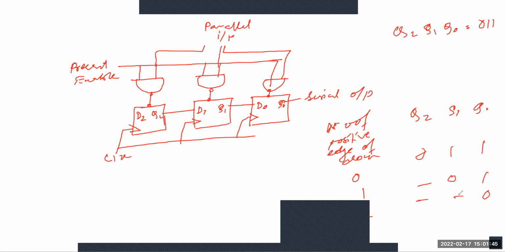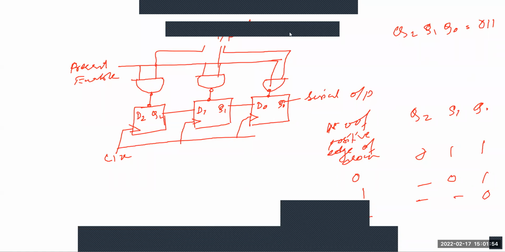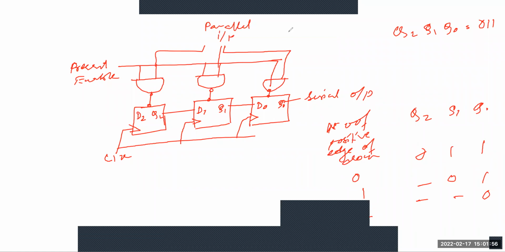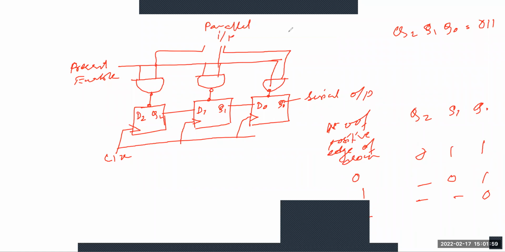So from this table, you can see the serial output is coming from the Q2, and the LSB one is received before applying the positive edge of clock, and the MSB zero is received at the second positive edge of the clock. Okay, so therefore the 3-bit PISO shift register requires two clock pulses in order to produce the valid output.